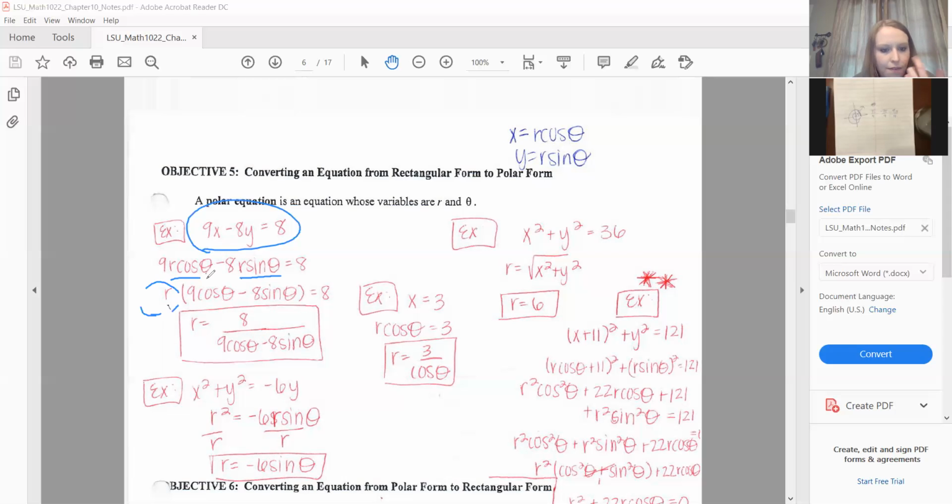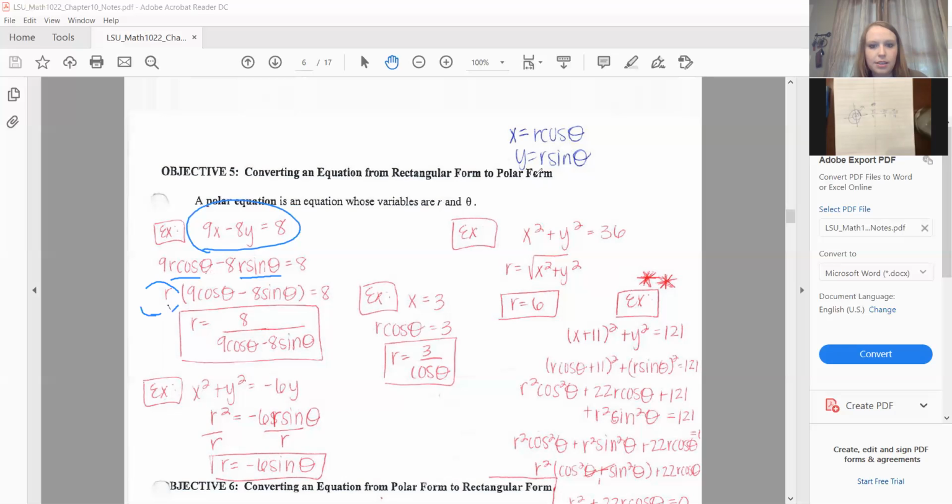I put several examples up here. I won't go through all of them. The one I put a double star on, I'm going to go through because it's the hardest. But some of them are as easy as this. x equals 3. r cosine theta equals 3. Got to get r by itself, divide by cosine. Some of them are squared right here.